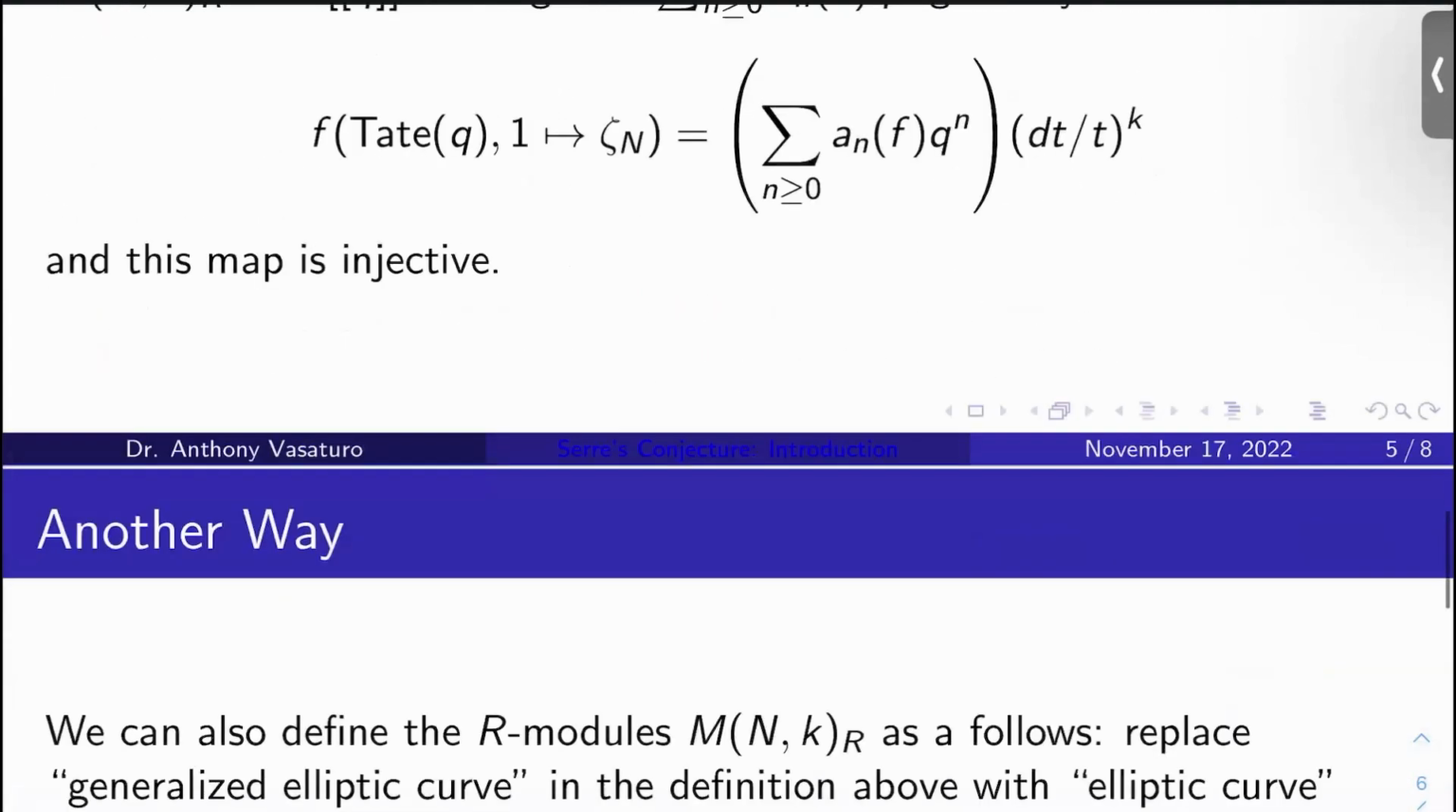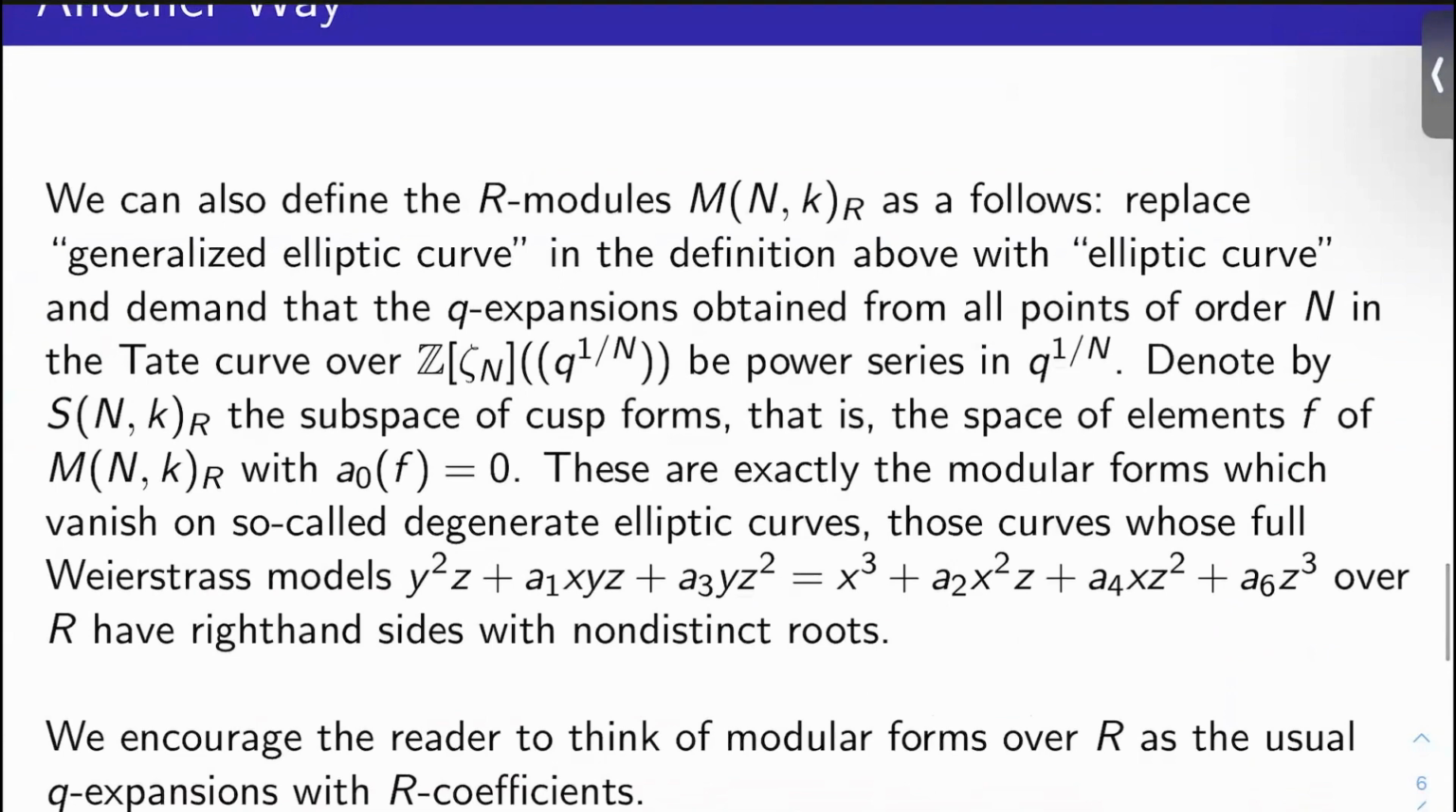Okay, so let's think of M_k(N; R) in another way. There's another way of thinking about this or defining it. You can replace the term generalized elliptic curve in the definition I just gave you with just elliptic curve. And then you can demand that q-expansions obtained from all points of order n in the Tate curve over Z[zeta_n], formal Laurent series with coefficients in Z[zeta_n] in the variable q^(1/n), be actual power series in q^(1/n). This is kind of the way I prefer to think about it. Well, I kind of like both ways actually, but okay.